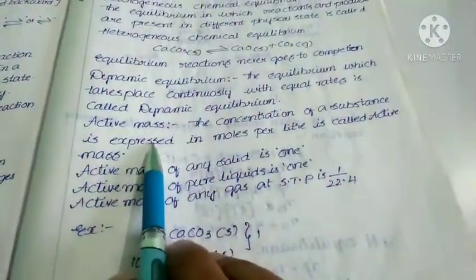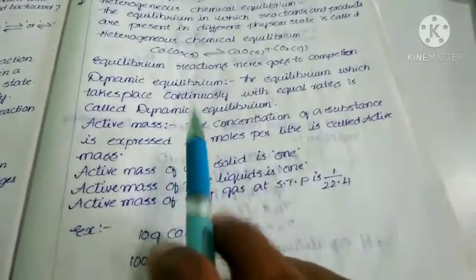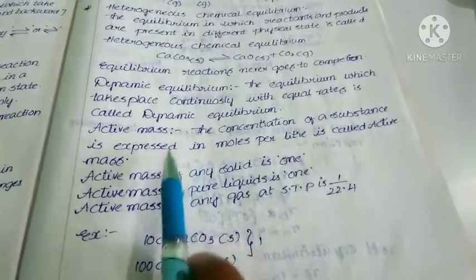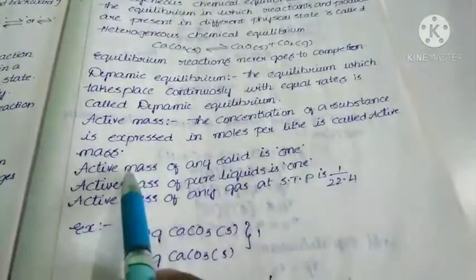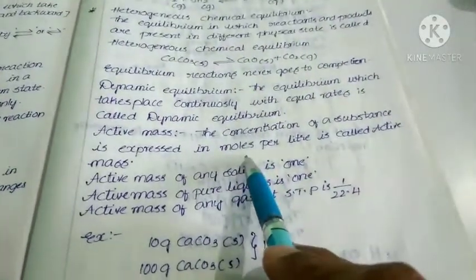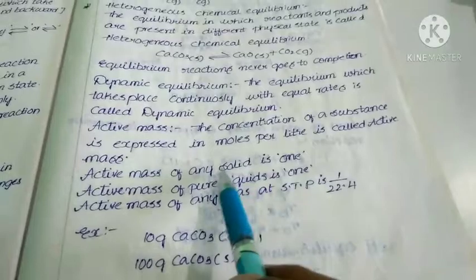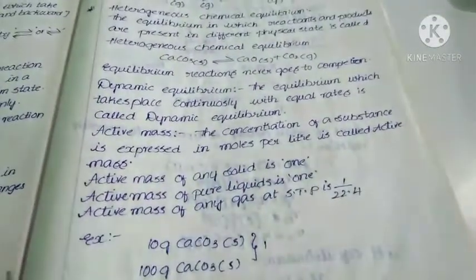Next, active mass. Active mass means if a substance's concentration is expressed in moles per liter, it is called active mass. The concentration of a substance expressed in moles per liter is called active mass.